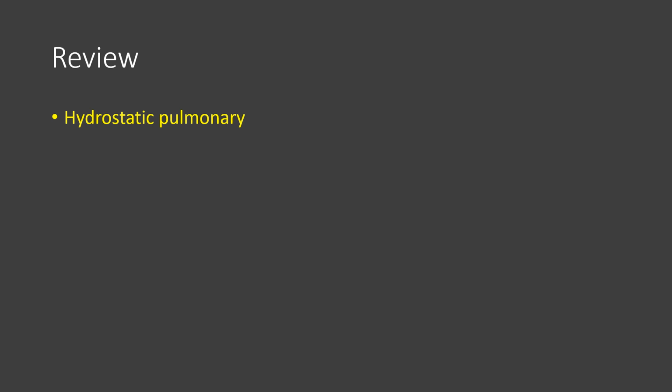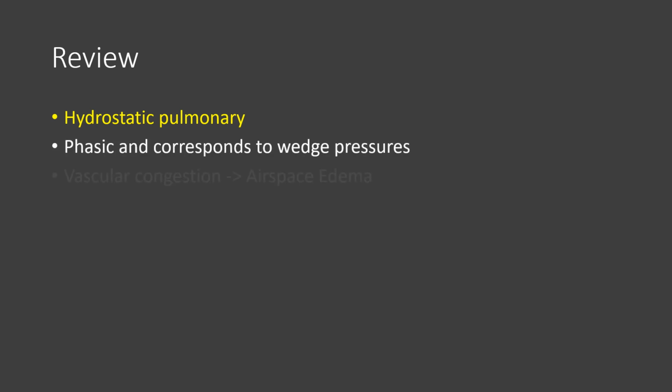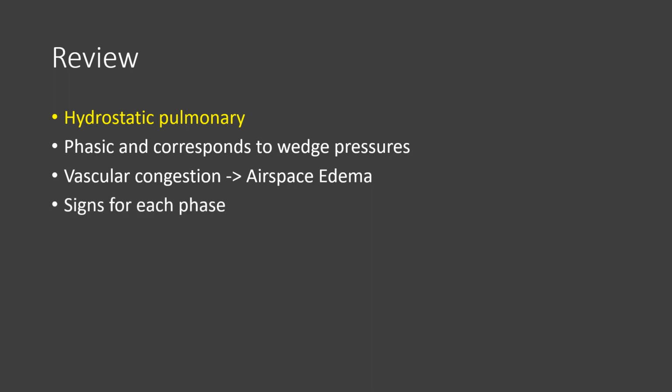So in review, we really talked about just hydrostatic pulmonary edema and how it's phasic and corresponds to wedge pressures. We go through this characteristic progression of vascular congestion into interstitial edema, and then finally into airspace edema. And we saw specific signs for each. Remember, for vascular congestion, we talked about vascular pedicle widening, azygous vein distension, cephalization and vascular redistribution. For interstitial edema, we talked about curly lines, visceral thickening, peribronchial thickening, and hilar haze. For airspace edema, we saw these kind of fluffy perihilar opacities more centrally within the lung.